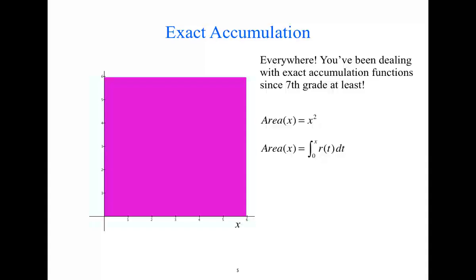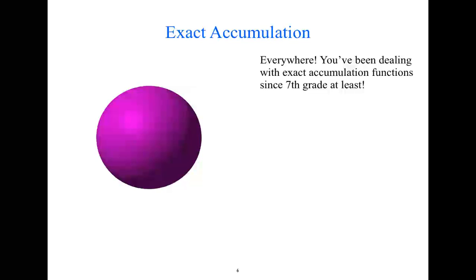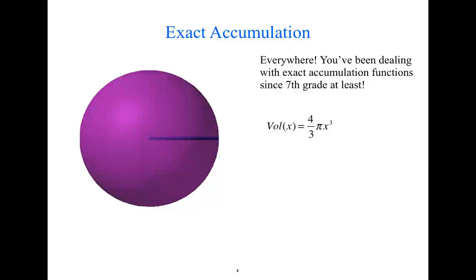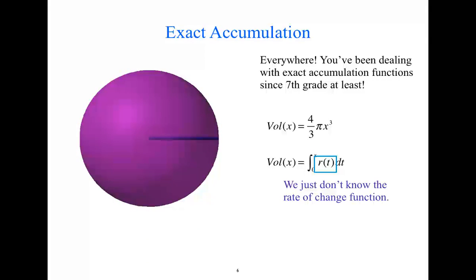Right? All right, so same thing with the volume of a sphere. Volume of a sphere is 4/3 pi x cubed, but it could also be written as an accumulation from 0 to x of whatever its rate function is. So any function that gives an exact amount of one quantity as a function of another is an exact accumulation, and therefore can be represented as the integral of its exact rate of change function. We just don't know what the rate is, right? So we know how to calculate volumes of a sphere, 4/3 pi x cubed. If we want to write it as an accumulation function, then we need to know its rate of change function.